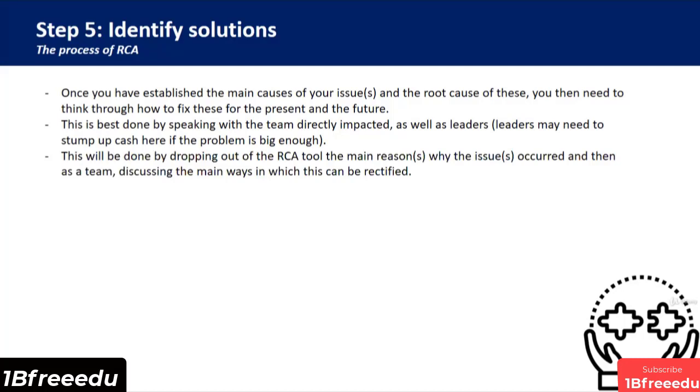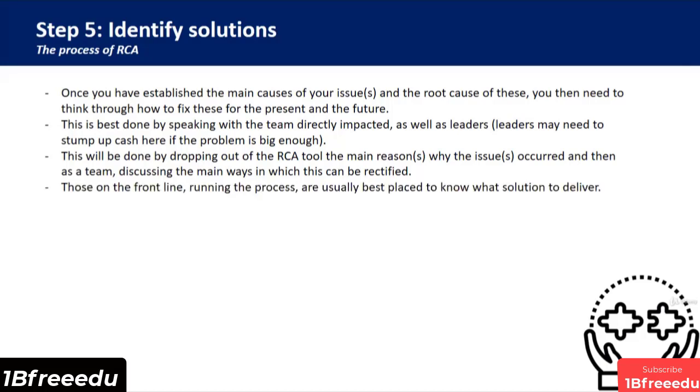And this will be done by dropping out of the RCA tool the main reasons why the issue occurred, and then as a team discussing the main ways in which this can be rectified. Right, so pull out those main reasons, those main causes, and then discuss them as a team, brainstorm it as a team. What ways could we actually solve for this? Obviously, when thinking about this, try and think about a fix that is cheap or free, if possible. Businesses love that. But if not, just try and think about which one we know is going to really solve this problem and solve it for the long term.